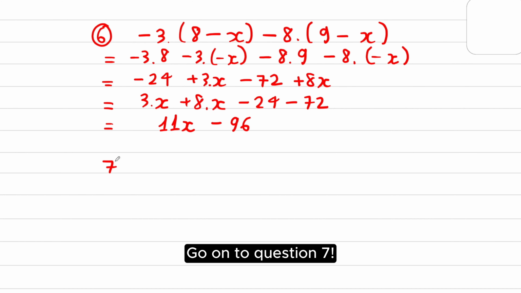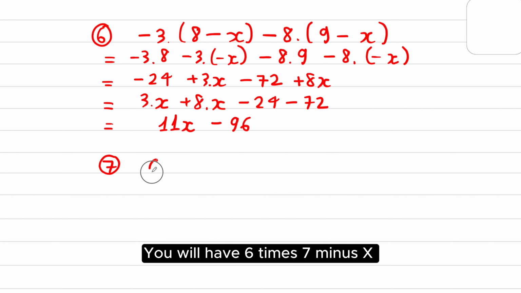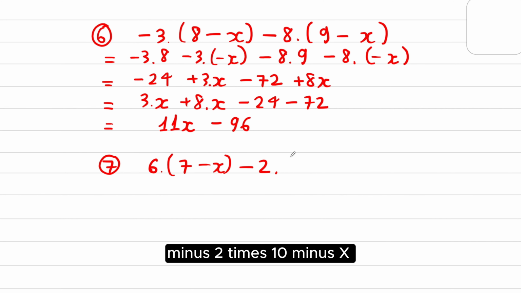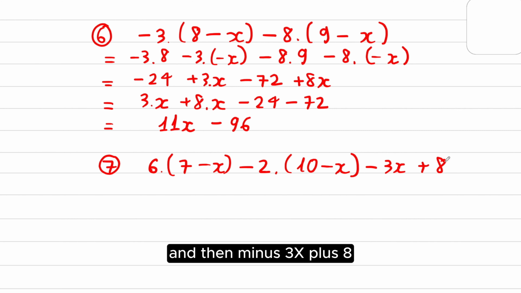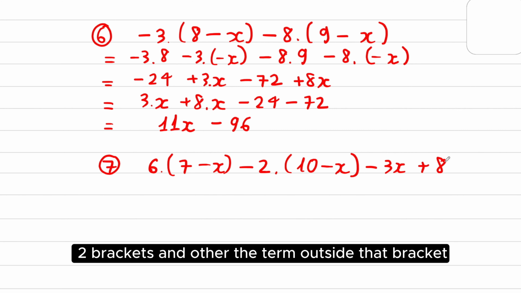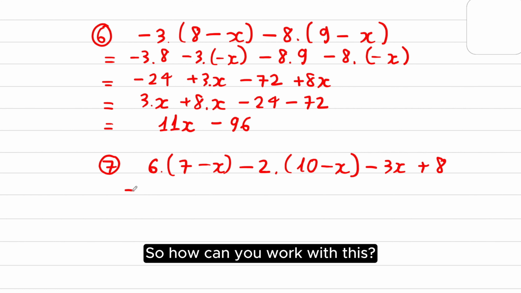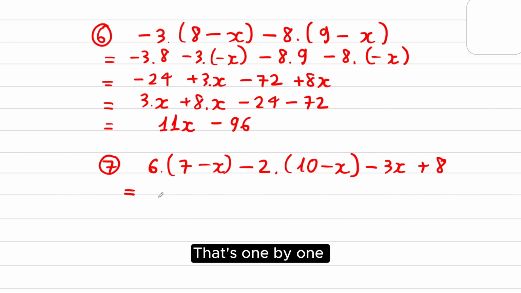Go on to question 7. A little bit harder. You will have 6 times 7 minus 8, minus 2 times 10 minus 8, and then minus 3h plus 9. Okay, two brackets and another term outside that bracket. So how can you work with this? Yeah, just one by one.